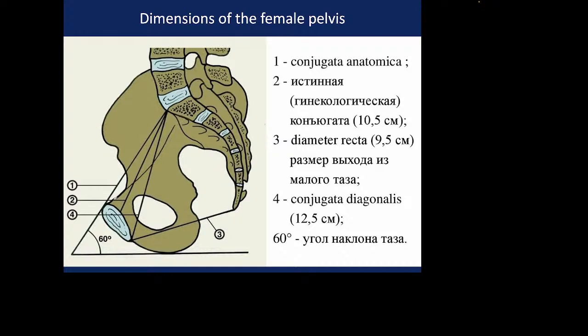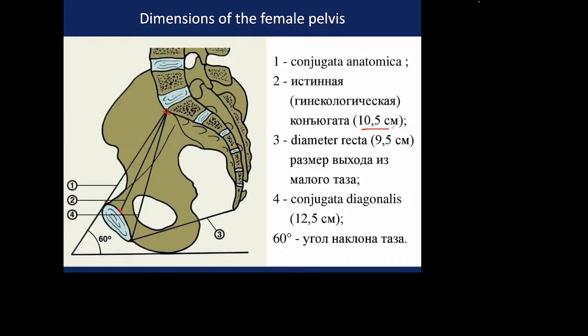Here you see the conjugata anatomica. It is a superior diameter or superior conjugata, but more interesting to know the gynecological conjugata, which is between the posterior surface of pubic and promontorium of the sacrum.